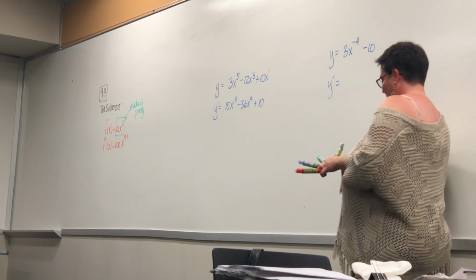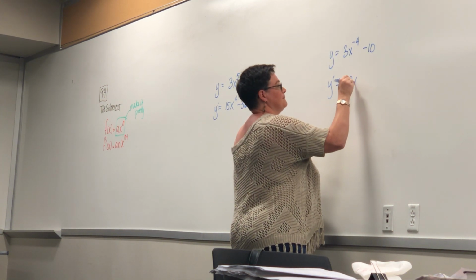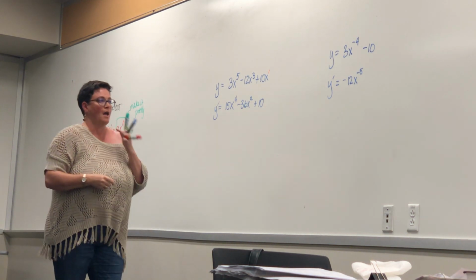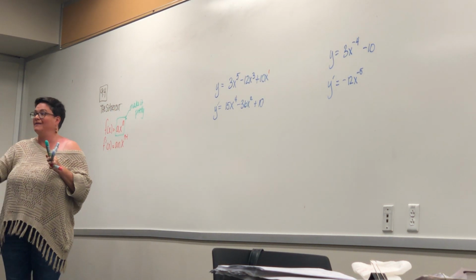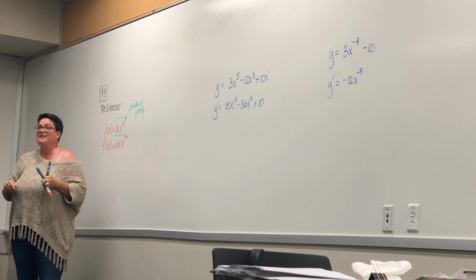What do you guys think? Negative 12x to the negative 10. Good. What happened to that negative 10? It goes to 1. Disappears. Why does it disappear? Because it doesn't have an X.